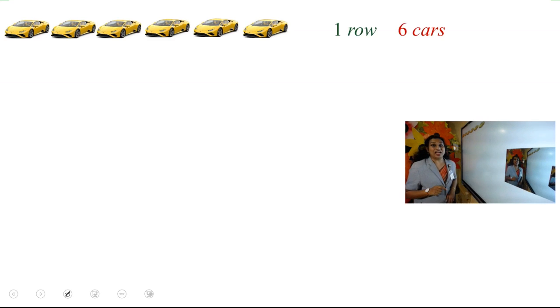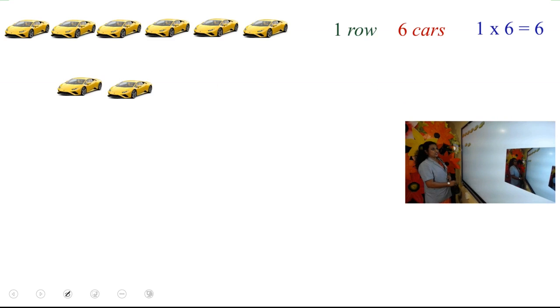So, last year we learned arranging in one row. How can we represent it in our language? 1 into 6 is equal to 6. So, 6 can be expressed as 6 cars arranged in one row, isn't it? Again, let's see how we can arrange 6 in another way.